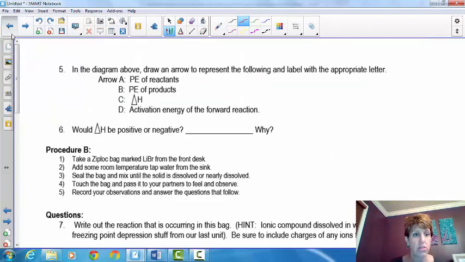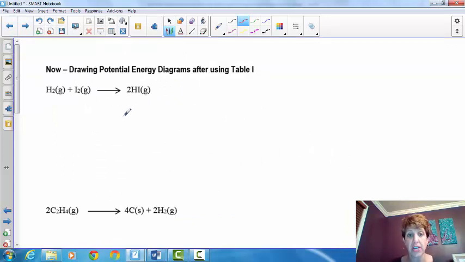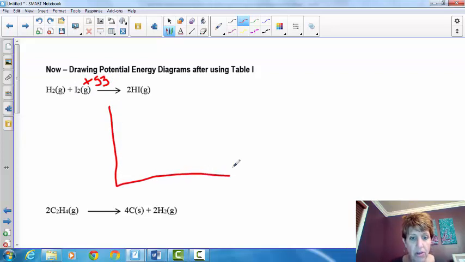Okay, drawing a potential energy diagram after using table I. So I want to find H2 plus I2 making HI. So H2 and I2, all right, it's almost 3/4 of the way down, and it's a positive 53. That means if it's positive, it's got to be added in as a reactant, so I'm going to add it over here on the reactant side. When I do my potential energy diagram, I am going to do an endothermic reaction. So I'm going to go like this, and I'm going to go up, and I'm going to go here.